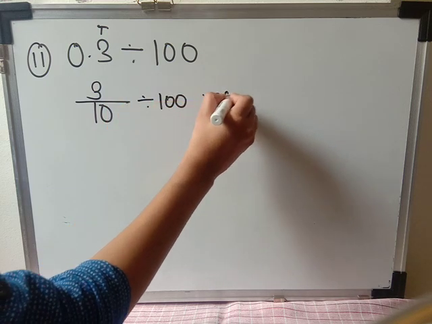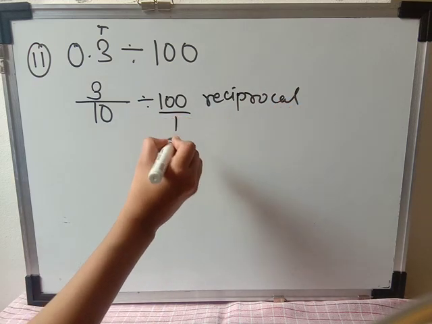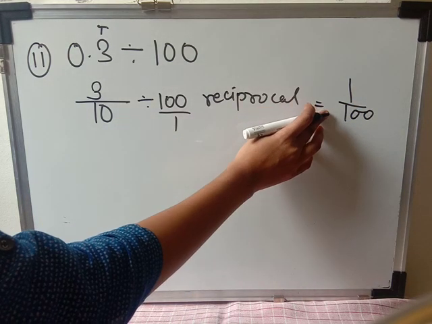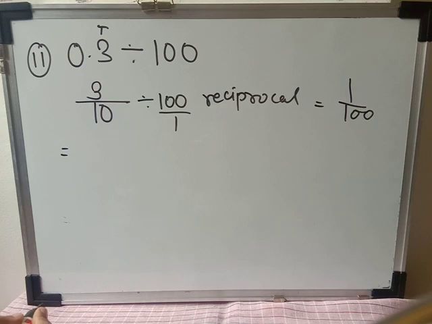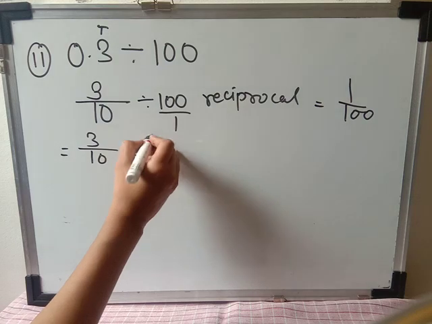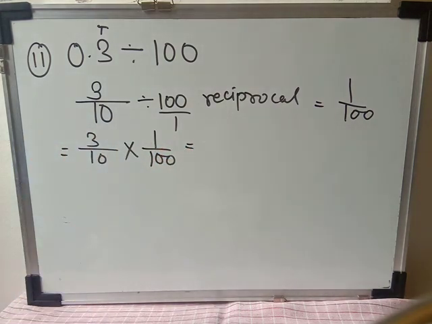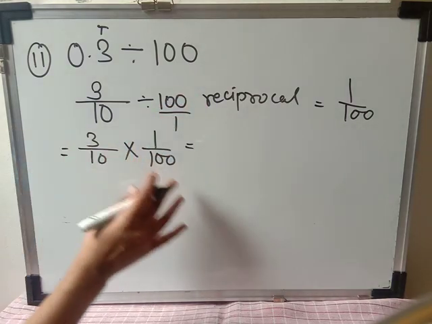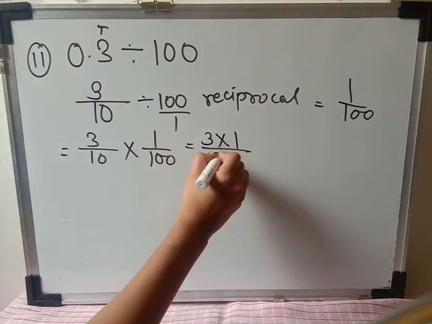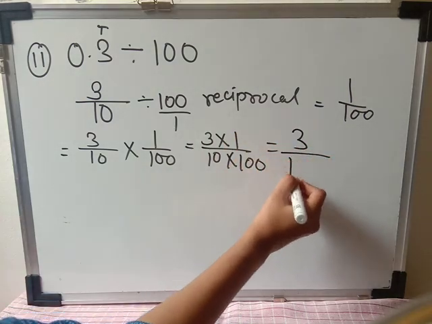Okay, take the reciprocal of 100. This number should be in fraction form, nothing is there, take 1, so 1 upon 100. This is the way. And now we have taken the reciprocal, it means we have to change the sign also. So the sign that will come here is the multiplication sign, and 1 upon 100. Now let's do the multiplication, because nothing here is directly divisible. So 3 multiplied by 1 is 3, and 10 multiplied by 100 is 1000.